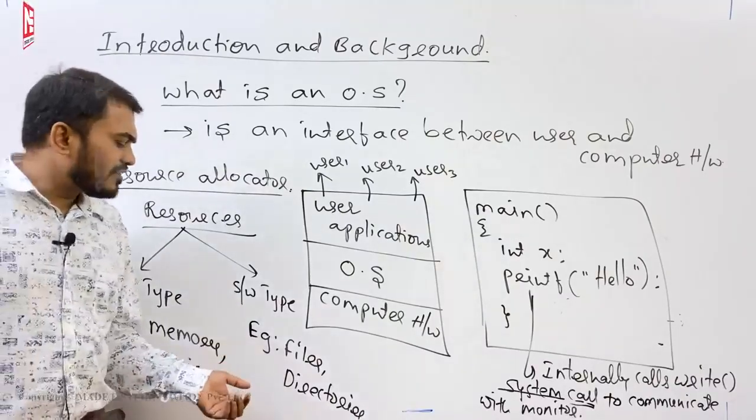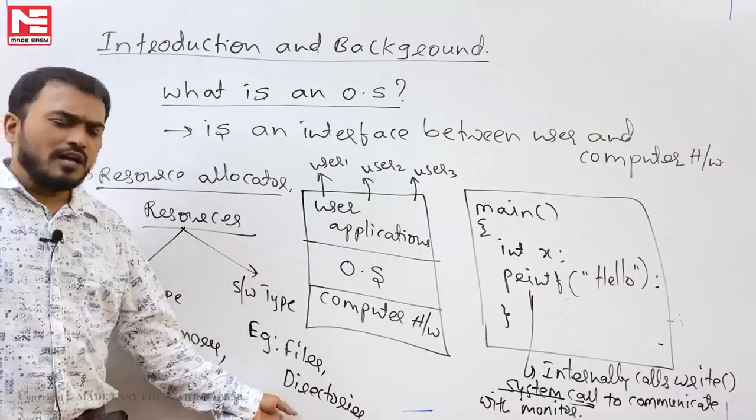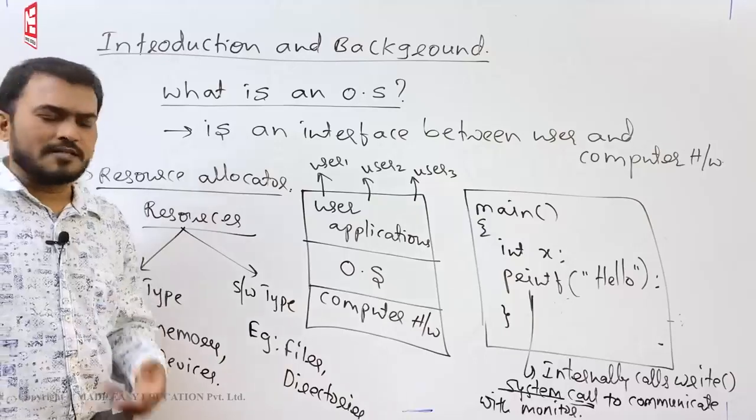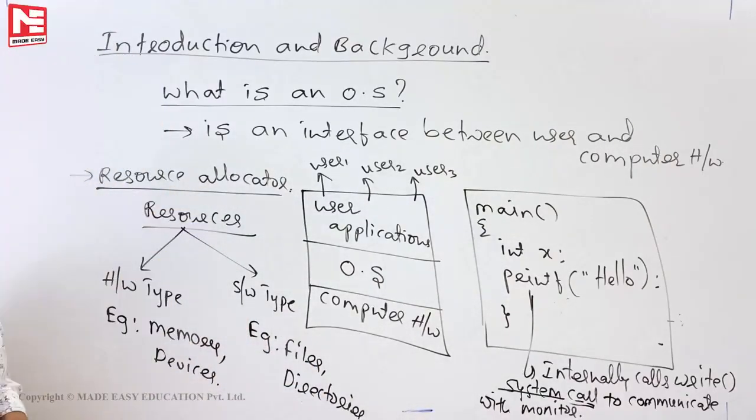So software type of resource will be what? Files and directories. Directories in the sense what? Folders. Okay, all your file management, everything will be managed with what? Operating system only, right? So that is about a resource allocator. So this is the simple definition of the operating system.